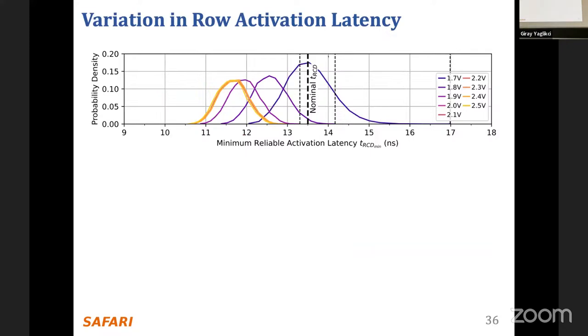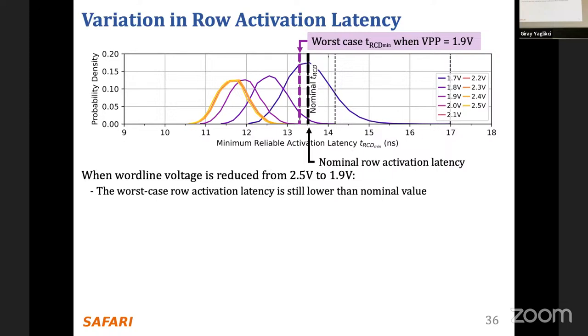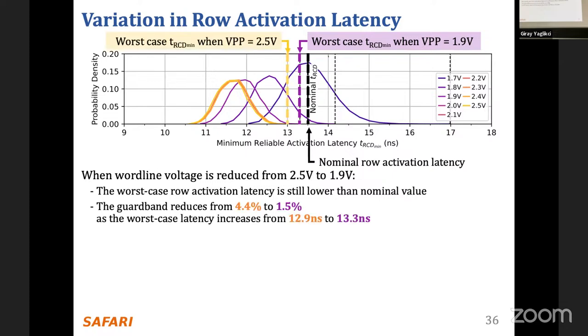Here is another piece of data from the SPICE simulation. We look at the minimum reliable activation latency on the x-axis. This is basically a histogram, and we have a probability density function on the y-axis, right? Different curves again correspond to different voltage levels for the wordline voltage. This marks the nominal tRCD of 13.5 nanoseconds, and we observe that the worst-case tRCD when VPP is 1.9 volts is still smaller than the nominal tRCD based on simulations. So if you operate at 2.5 volts, your worst case is around 13 nanoseconds. And if you reduce to 1.9 volts, then your worst case is something between 13 and 13.5, right?